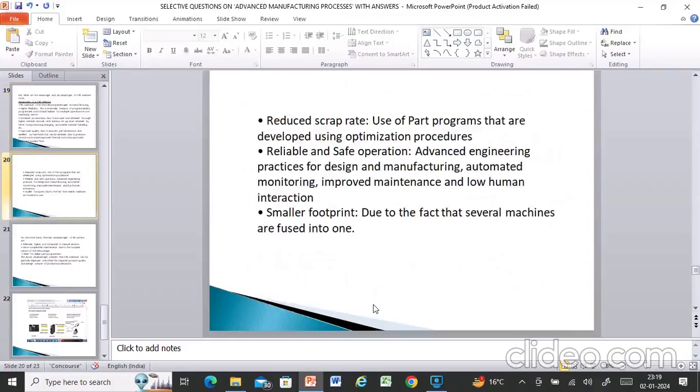Reduced scrap rate. Part programs are developed using optimization procedures. If you have to cut several pieces from a plate, the pieces are optimized in such a way that the maximum number of components can be cut out of a certain plate. Reliable and safe operation: advanced engineering practices for design and manufacturing, automated monitoring, improved maintenance, and low human interaction. These give reliability, and a smaller footprint due to the fact that several machines are fused into one, so your number of operators will reduce drastically.